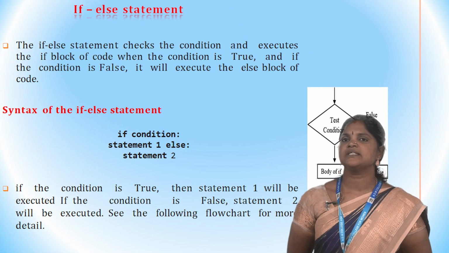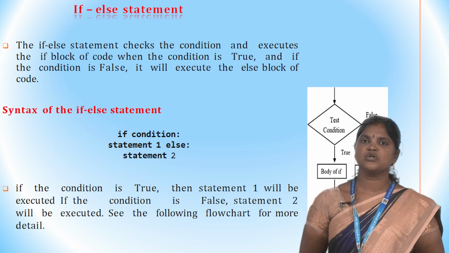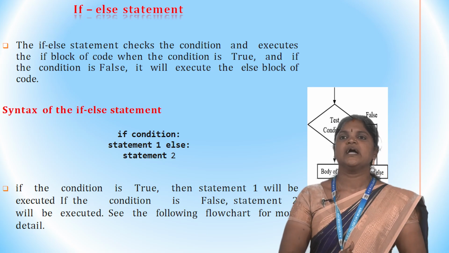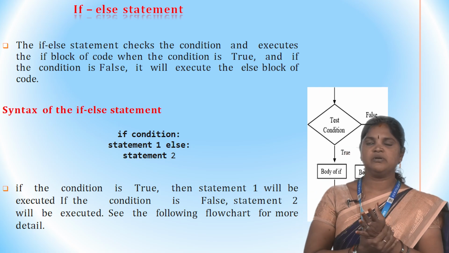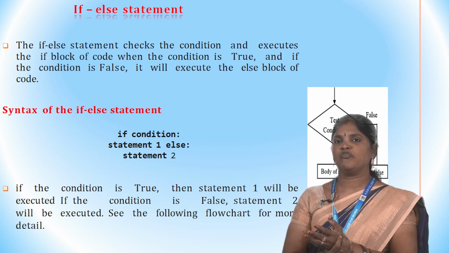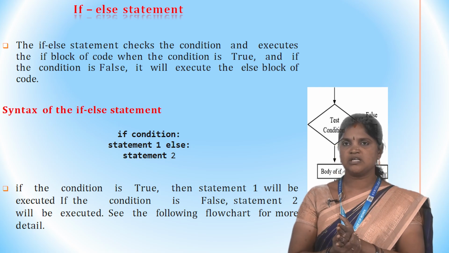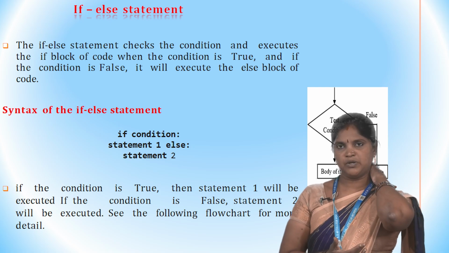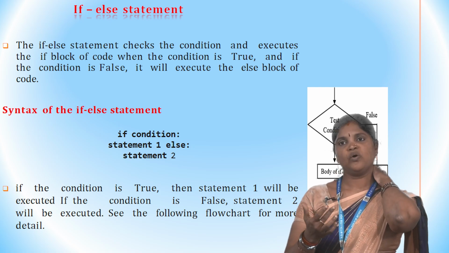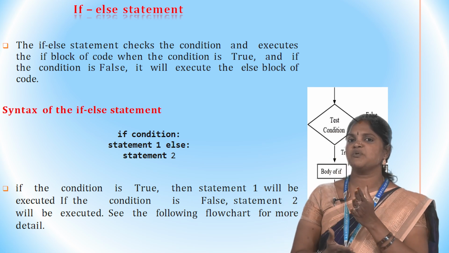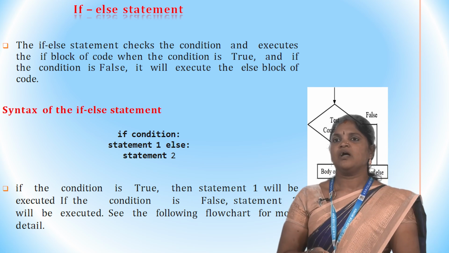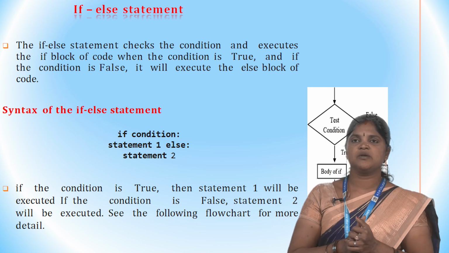If else statement. The if else statement executes the block of code when the condition is true, and if the condition is false, it will execute the else block of code. Syntax: if condition, statement 1, else, statement 2. If the condition is true, then statement 1 will be executed. If the condition is false, statement 2 will be executed. This is the flowchart of the if else statement.